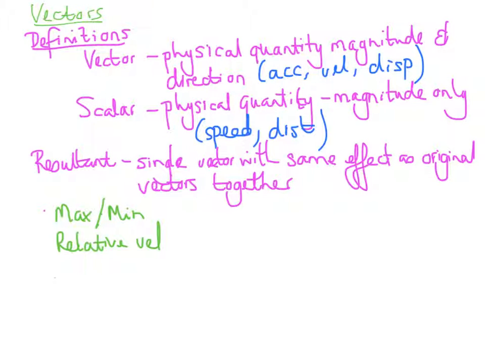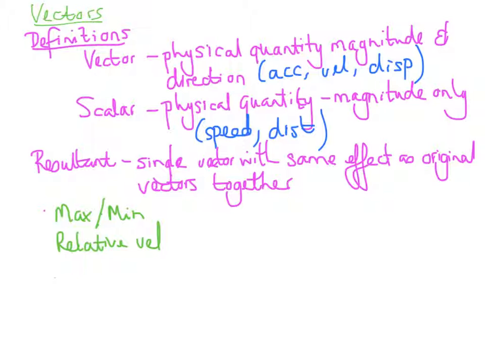So if we're going to summarize vectors, the first thing is to make sure that we've got all the definitions. So what is a vector? It's a physical quantity with both magnitude and direction, as opposed to a scalar, which is a physical quantity with magnitude only. Some examples of vectors: acceleration, velocity, displacement. You could look at force. Some examples of scalars: speed, distance, time.